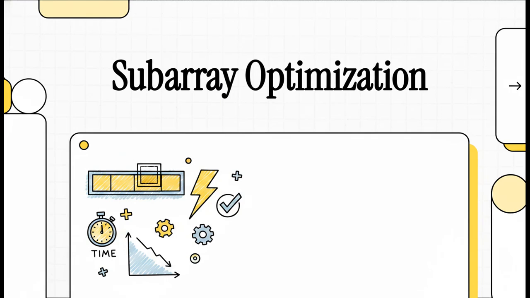Welcome to today's Explainer. We're going to do something really fun today. We are going to completely demystify the progression of array optimizations and turn those dreaded time limit exceeded errors into lightning fast code. Honestly, if you've ever banged your head against the wall with subarray problems during your data structure and algorithm practice, well, you are in the exact right place.